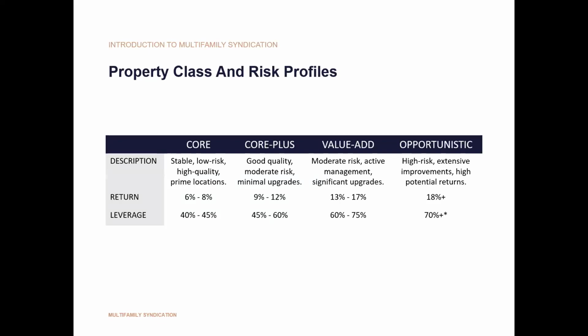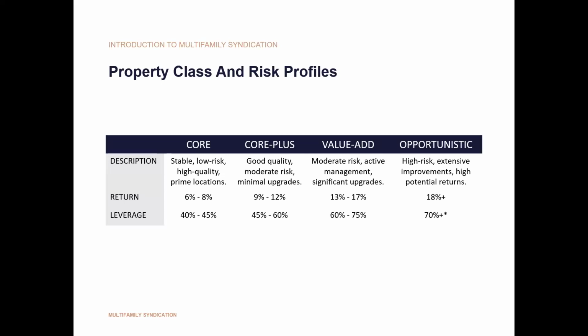maybe by returns, I would expect it to go up as you're taking on more risk with these projects. So as you get to a value add, you might be hoping to achieve a 13 to 17% return, opportunistic, 18% plus, again, for that assumed risk that you're taking on.